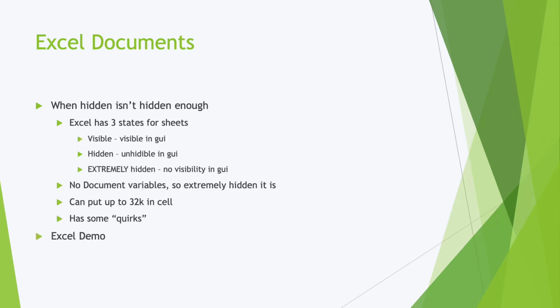As I started researching, I found out that there are actually 3 different visible states in Excel. There's visible, which is visible in the GUI; hidden, which is unhideable in the GUI; but then there's extremely hidden, which is, I guess, the Red Bull of hiding. Extremely hidden, you can't unhide anywhere except from the macro side. You can change that there. But if you convert this document to, say, PDF, extremely hidden stays hidden. If you convert this to anything else, it's still hidden. So since we don't have document variables, extremely hidden was our way to go with this.